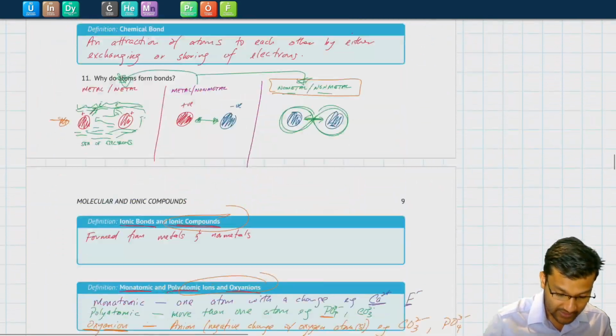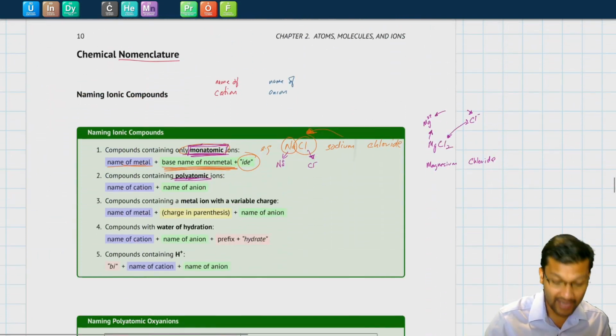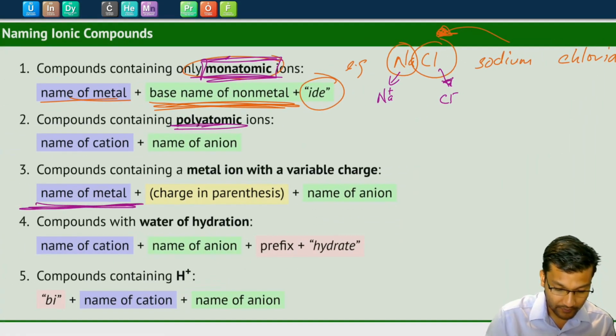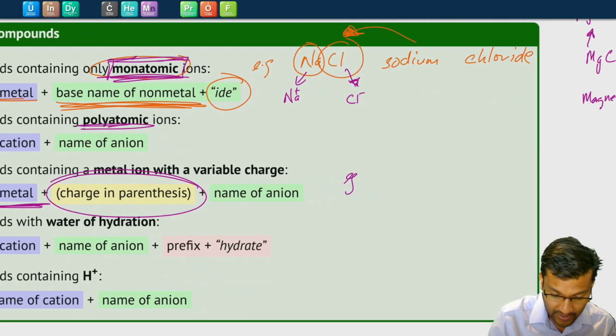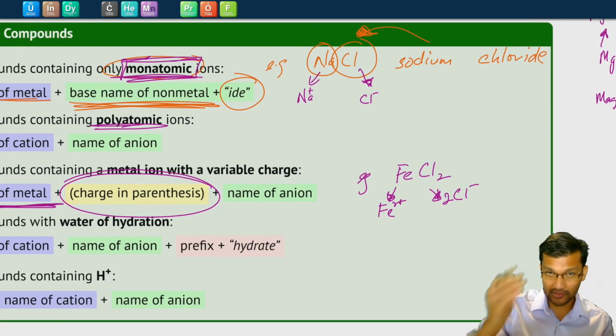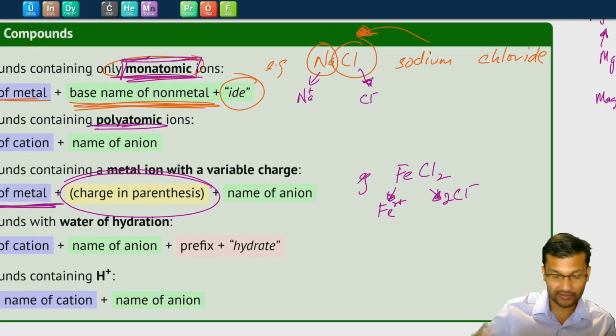For those elements that could have multiple charges, you put the name of the metal, but you put the charge in parentheses. A good example might be FeCl2. We know that chlorine has a charge of -1 and there are two of them. So in this example, iron has a charge of +2, to balance out the two negative charges. Iron is a transition metal that could have different charges.